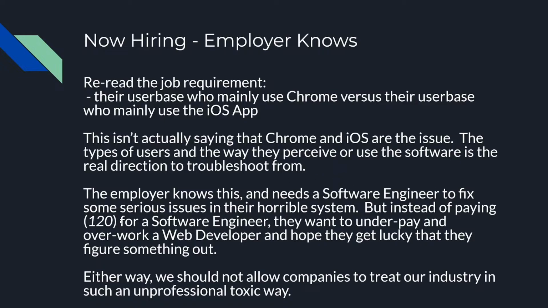So they know that they should be hiring a software engineer to come fix their stuff, or even a software architect, but I don't get into that in this talk. And they should be paying them 120 bananas, whatever the case is, 120 bananas for a software engineer. But they don't want to. They want to underpay and overwork a web developer or a programmer or whatever the case is, and they hope that they get lucky and figure something out. So they're going to hire a junior person. They're going to put them in this position where they better fix something that's way more complex, an engineering level problem, and so either way, whether they know or not, this is going to be a toxic situation.